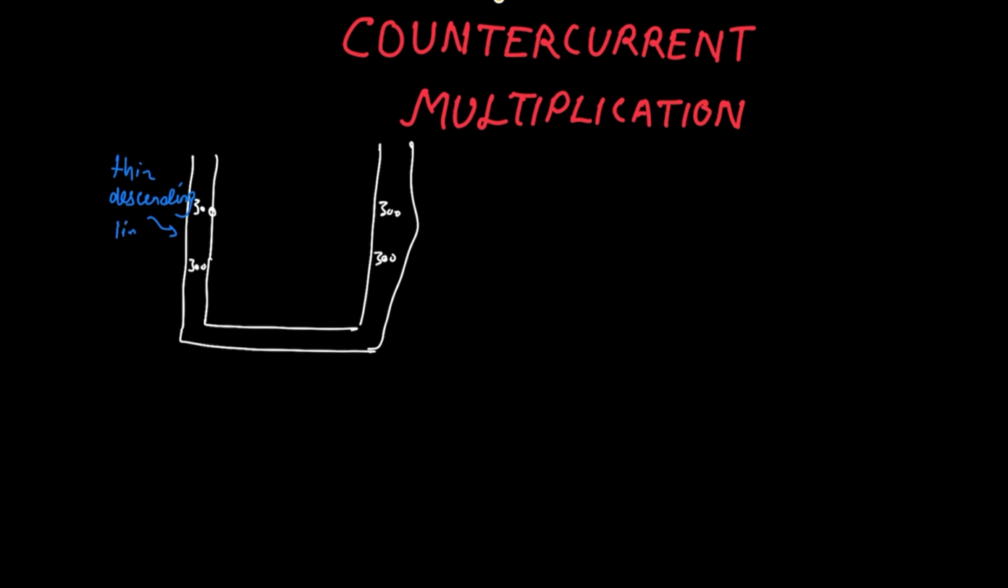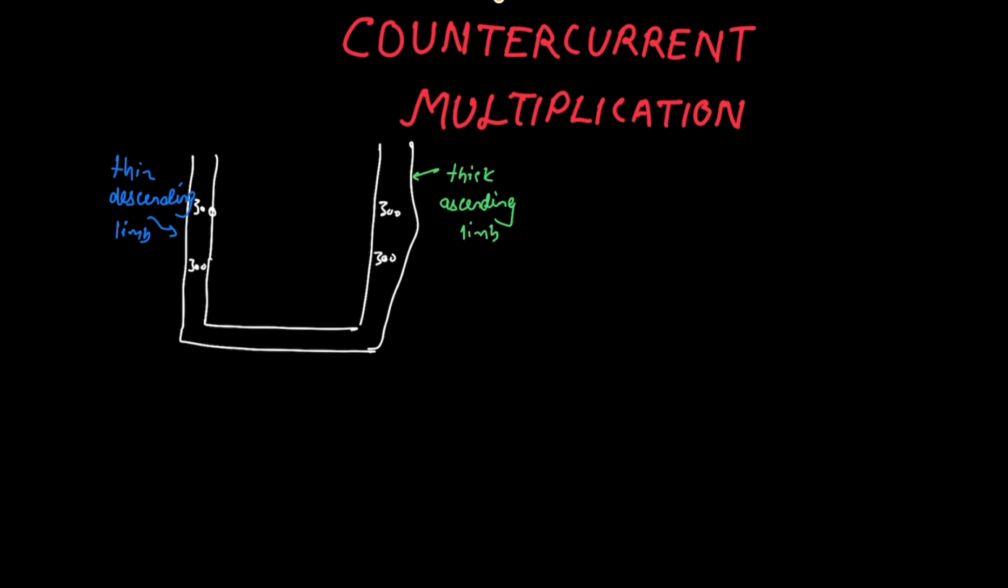The thin descending limb is freely permeable to water. It has aquaporin 1 on both the apical and basolateral side, so it is like a fishnet. It freely allows water to pass through, but it does not allow solutes to pass through.